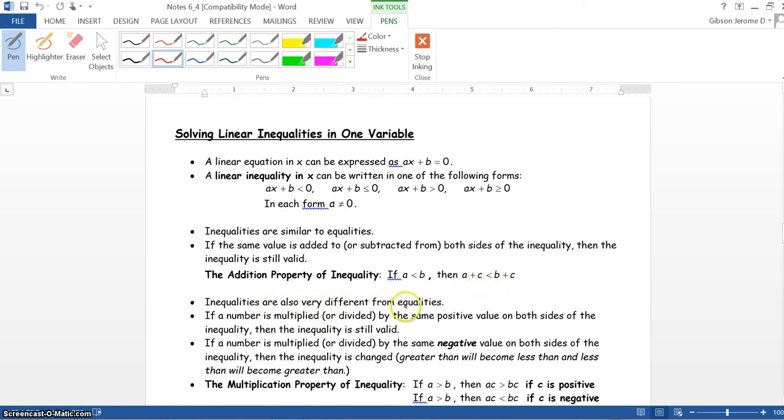Inequalities are also very different from equalities. If a number is multiplied or divided by the same positive value on both sides of the inequality, then the inequality is still valid. If a number is multiplied or divided by the same negative value on both sides of the inequality, then the inequality is changed. Greater than will become less than, and less than will become greater than.